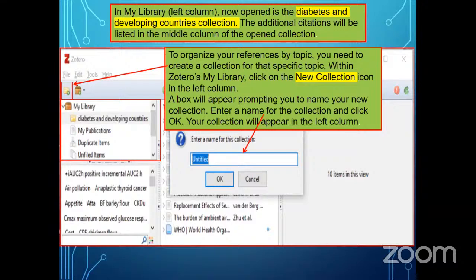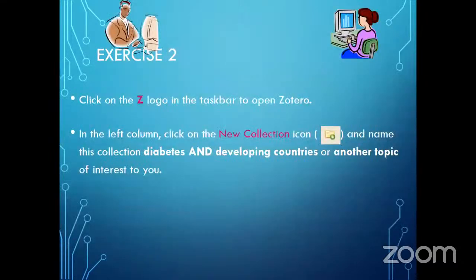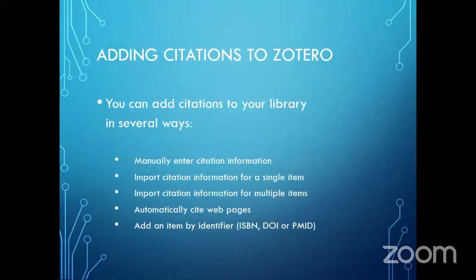Then, in this page, I just put down the steps one more time in case some of you want to go back and read the steps again. Now we're going to start adding citations to Zotero. You can add citations to your library in several ways: either manually, import citation for a single item, import citation information for multiple items, automatically cite a web page, or add items by identifier.